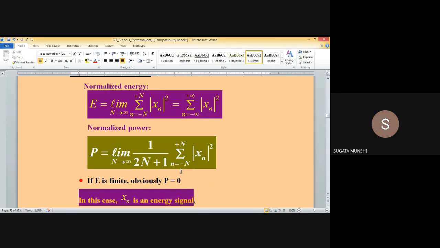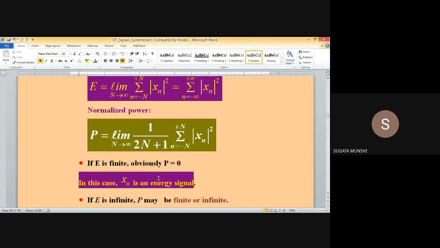So if E is finite, obviously this power will be 0. In this case, we say that the sequence under consideration, or the discrete time signal under consideration, is an energy signal. If E is infinite, P may be finite or infinite.